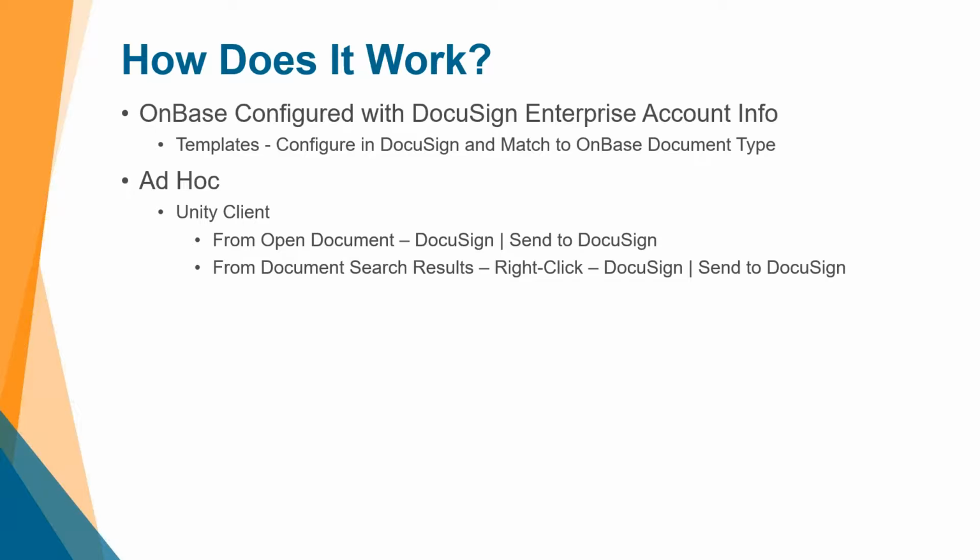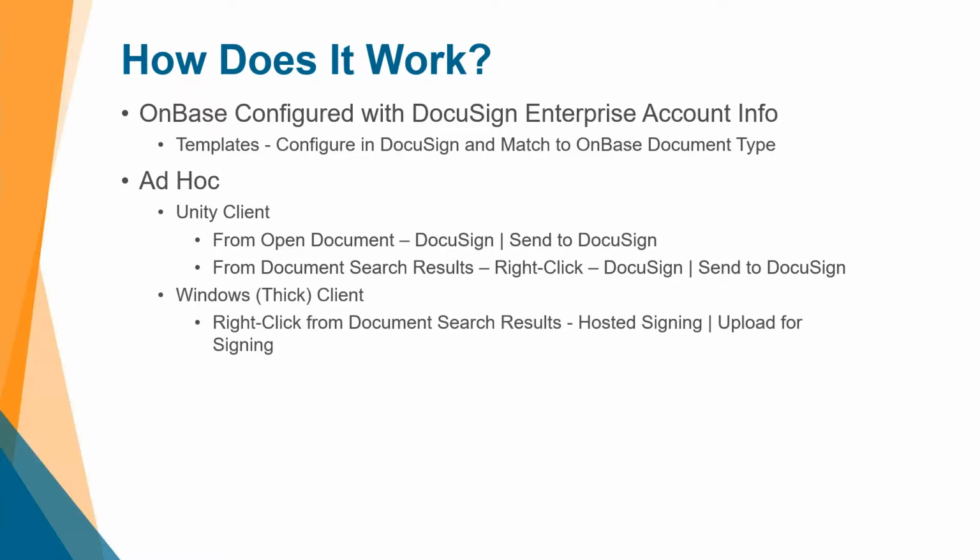Or if you have a hit list of documents, the document search results, via the right-click option, DocuSign, send to DocuSign. If you're dealing with the Windows client or the traditional thick client, you do have the right-click capability from the document search results to say hosted signing, upload for signature. That's connecting to that exact same DocuSign service to distribute that document.